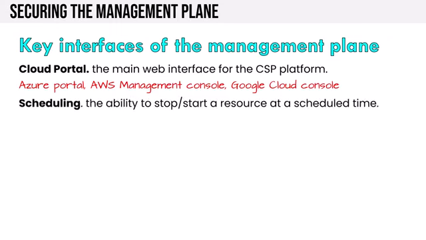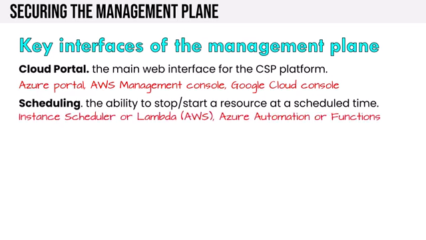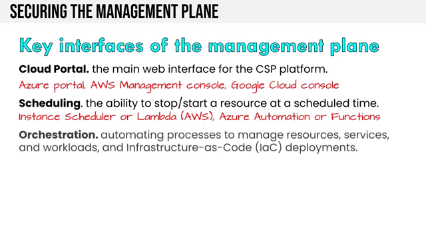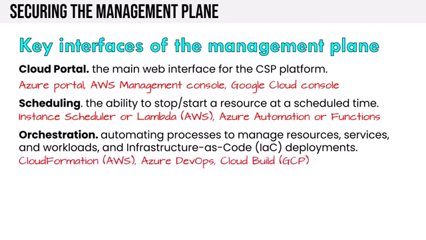From a scheduling perspective, our ability to stop or start resources at a scheduled time, we have tools available like the Instance Scheduler or Lambda in AWS, Azure Automation or Azure Functions on the Microsoft platform, and then orchestration, automating processes to manage resources, services, workloads, and infrastructure as code deployments. CloudFormation in AWS, Azure DevOps on the Microsoft platform, Cloud Build in Google Cloud Platform.